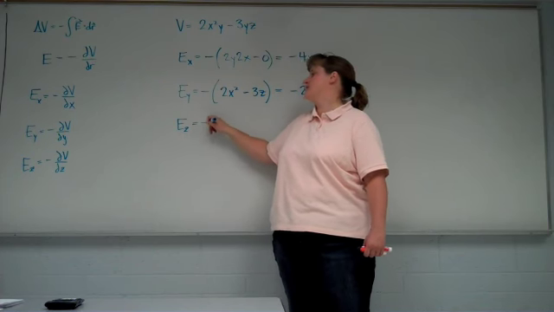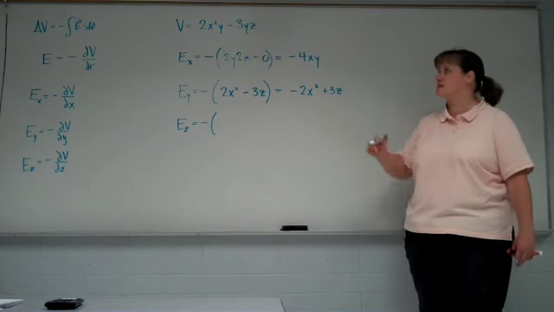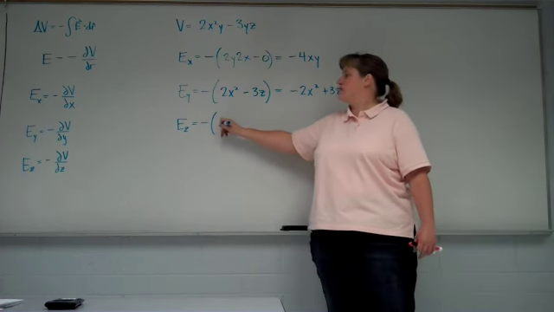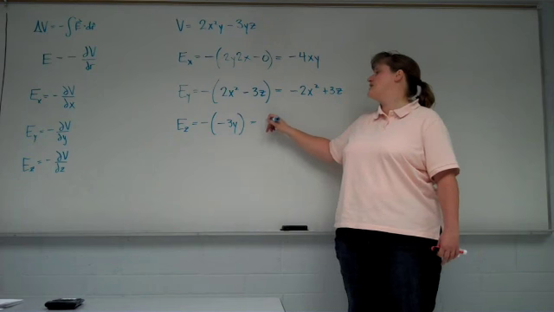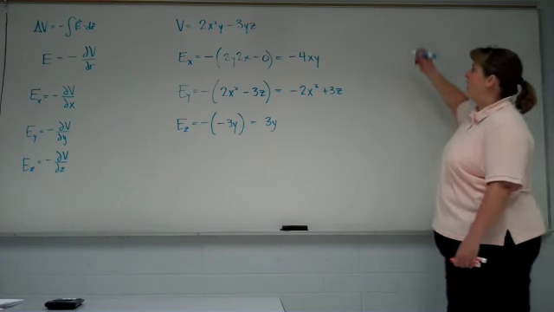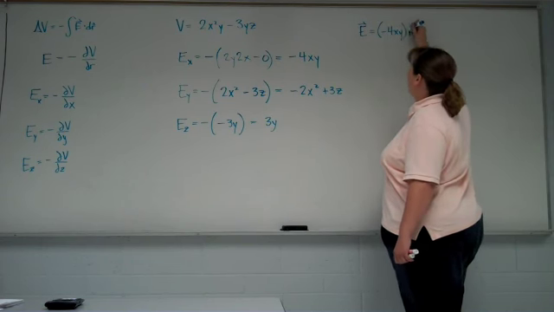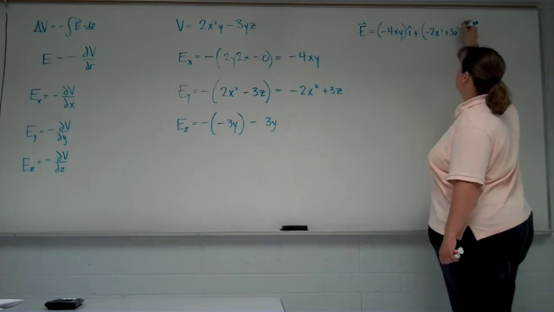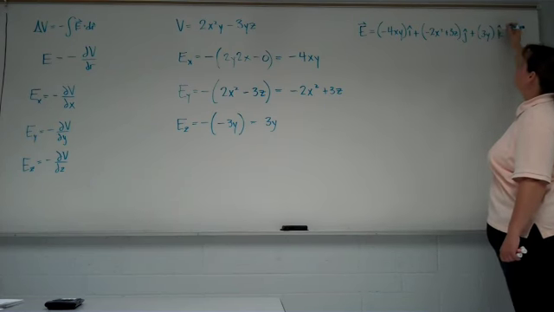The z component of our electric field, now we treat z's as variables and x and y's as constants. So the first term does not have a z in it, so that will go to 0. The second term, the 3 and the y are constants, derivative of z is 1. So our z component of the electric field is simply 3y. So we could say our electric field vector is equal to minus 4xy i hat plus the quantity of negative 2x squared plus 3z j hat plus the quantity of 3y k hat.